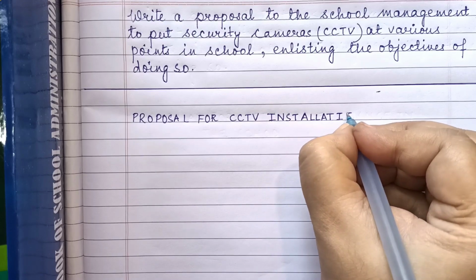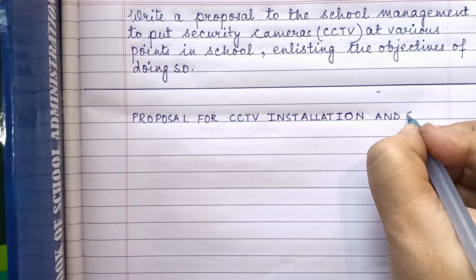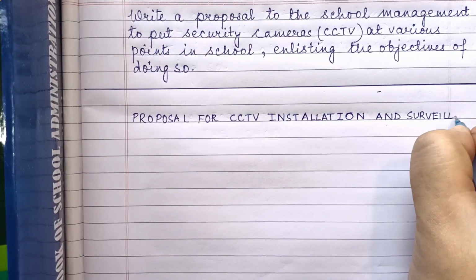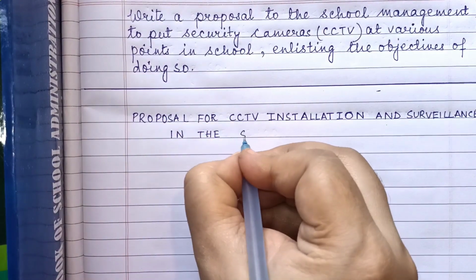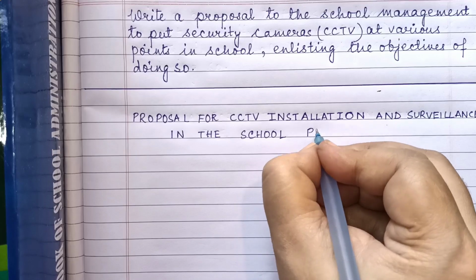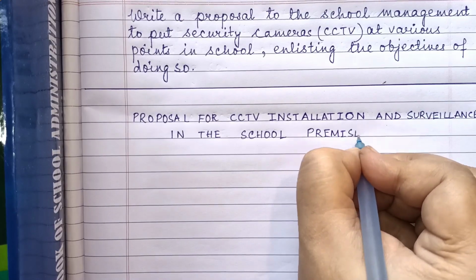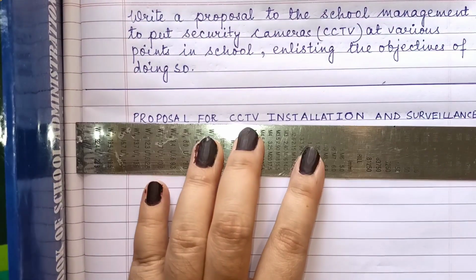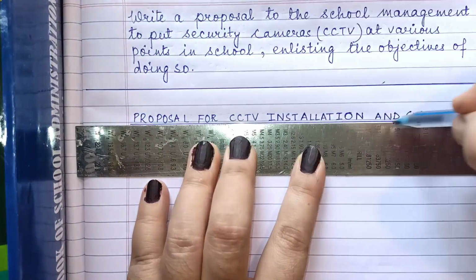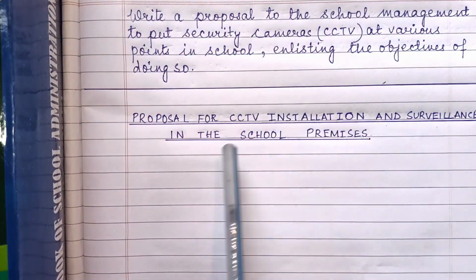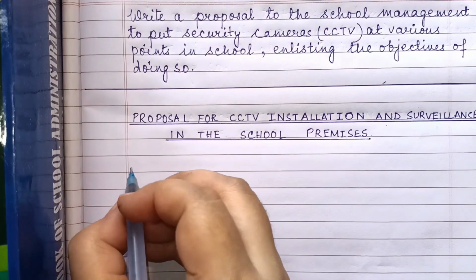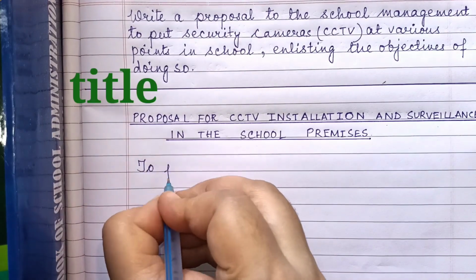Now, I have started writing the title of my proposal. The title must be clear, specific and directly related to the theme, the main topic of the proposal. After writing the proposal in block letters, underline it very neatly with the help of a ruler. This is our title. Leave a line and come to the next line.